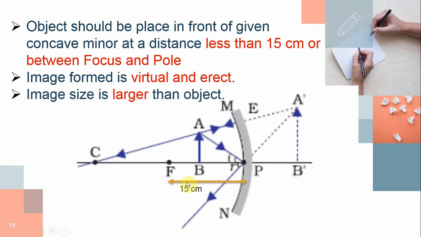This image is obtained on the right side of the mirror and above the principal axis, so the nature of the image is virtual and erect. And for the size of the image, this is the object size, this is the image size. So we can compare the sizes. The image size is larger than the object size.